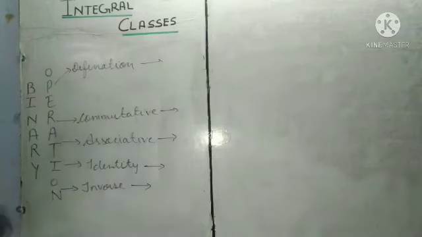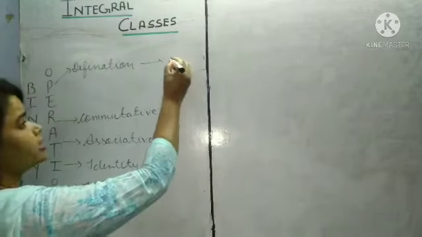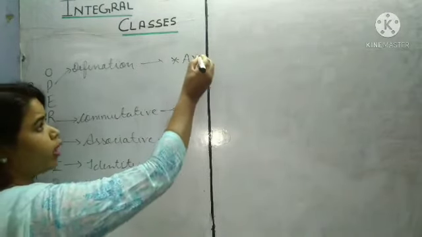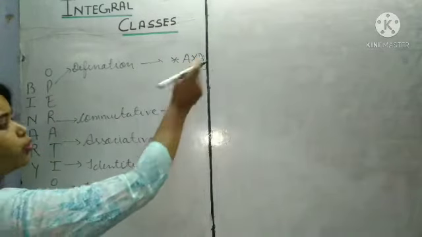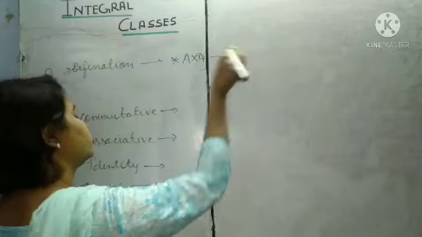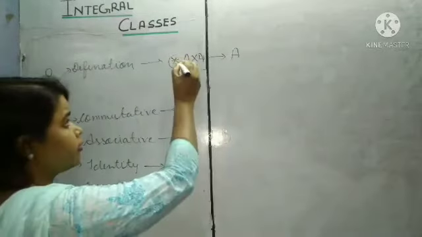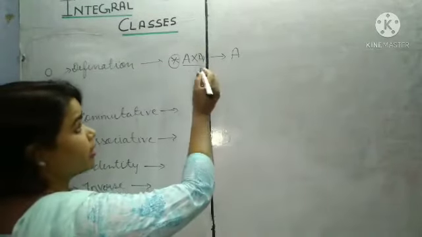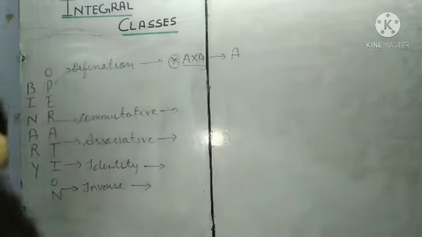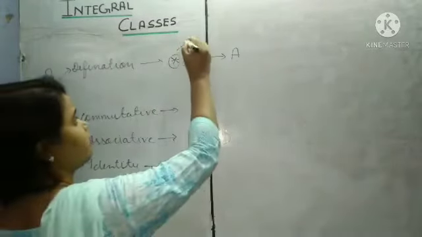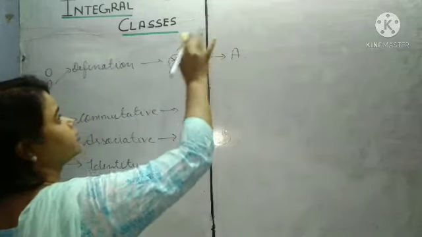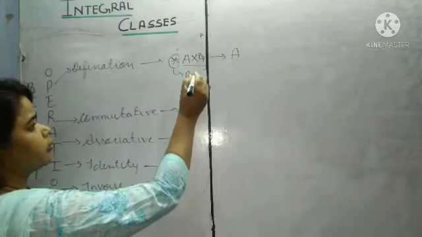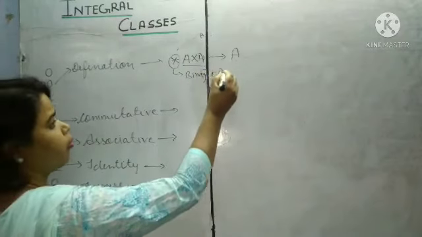So student, in a binary operation we will consider a binary operation on a set A. Suppose star is a function from A cross A into A. It means, student, if we apply a binary operation on the Cartesian product A cross A, then we will get the resultant also in A. So star is called a binary operation.